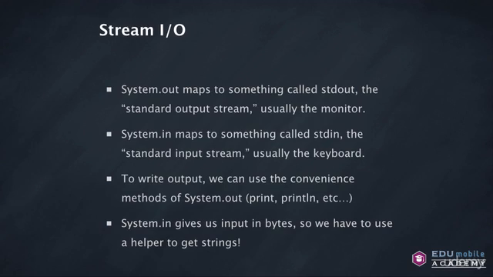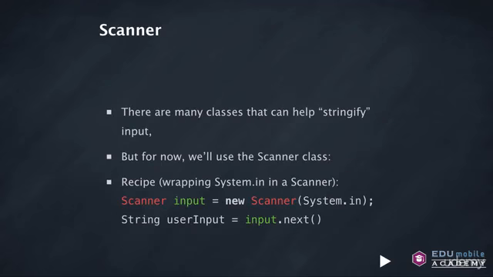So to write output, which we already know how to do, we can use the convenience methods of system.out, like print and println and so forth. But system.in is a little trickier. It gives us input in bytes, not characters, not strings, not anything else, just bytes. So we have to use a helper of some kind to get strings. Well, it turns out there's a lot of helpers that we can use with system.in to get various kinds of things. There's even a few that will help us stringify input. But the simplest one that we'll use, at least for now, is the Scanner class to help us get input. So let me give you a recipe.